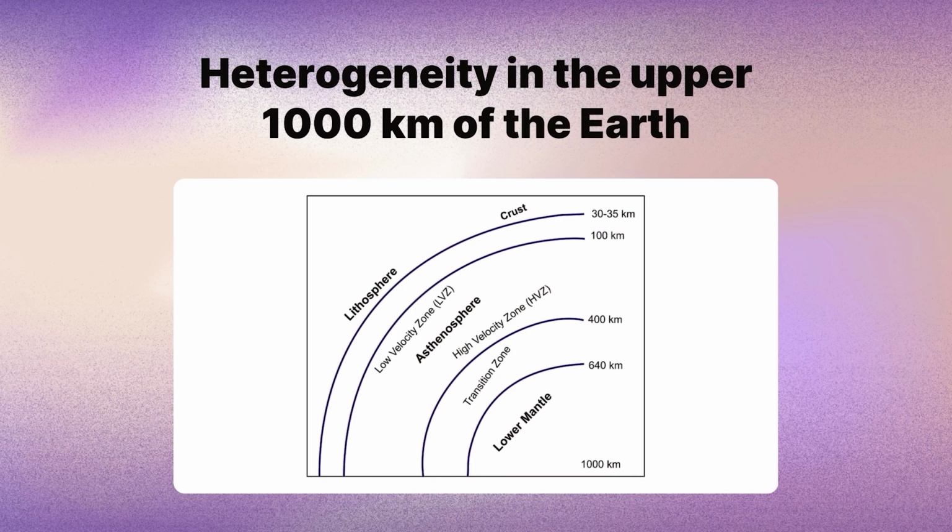Heterogeneity in the upper 1000 km of the earth: we have a thin crust, which is around 30 to 35 kilometers, then we have a lithosphere, which is around 100 kilometers, then low velocity zone, high velocity zone, circling the asthenosphere, then we have a transition zone, lower mantle, and finally this is the most important area by which plate tectonics can be understood very well.